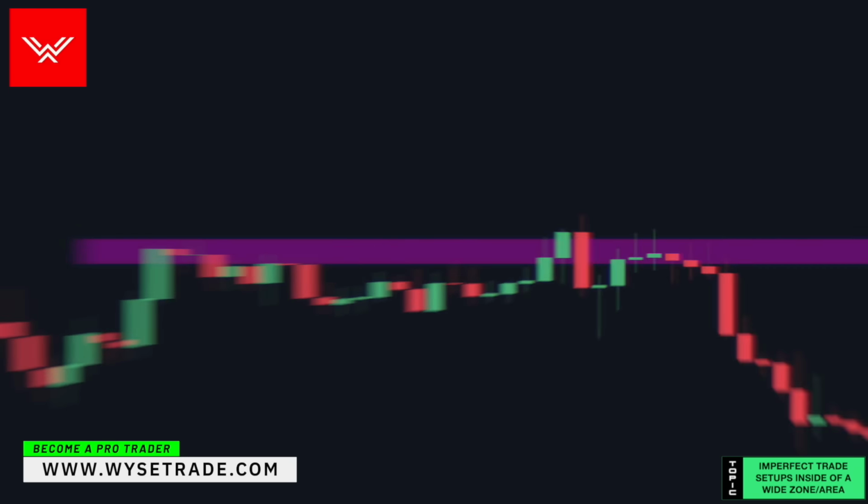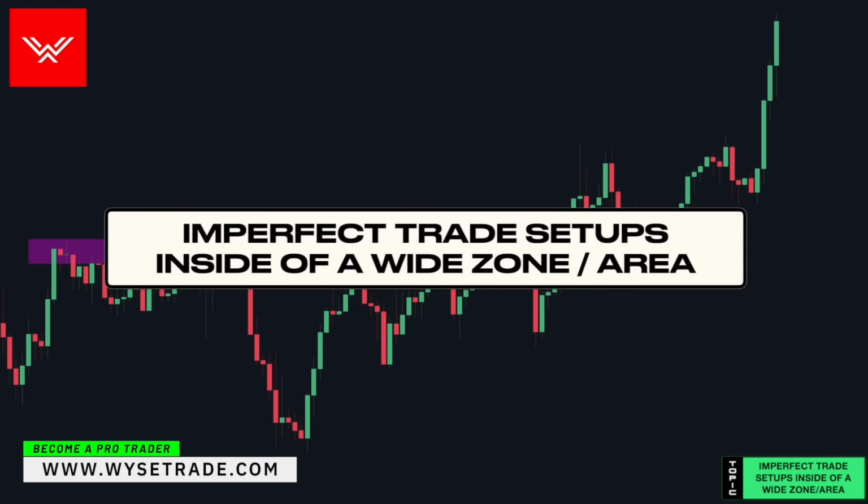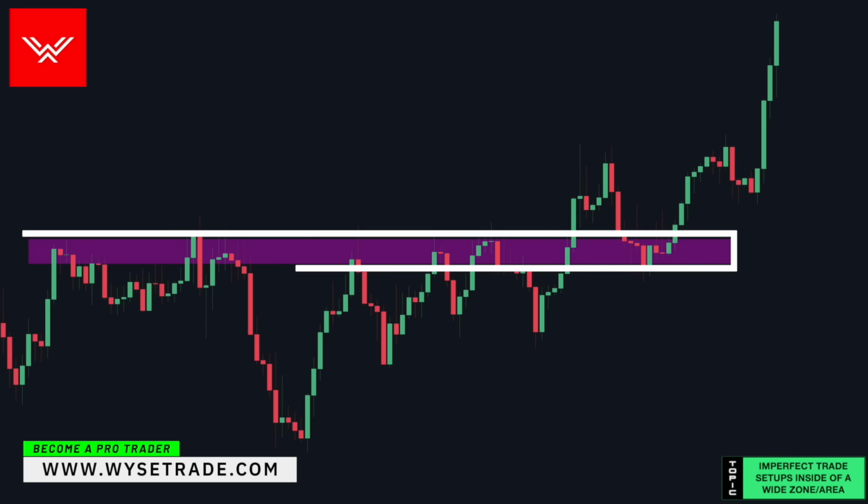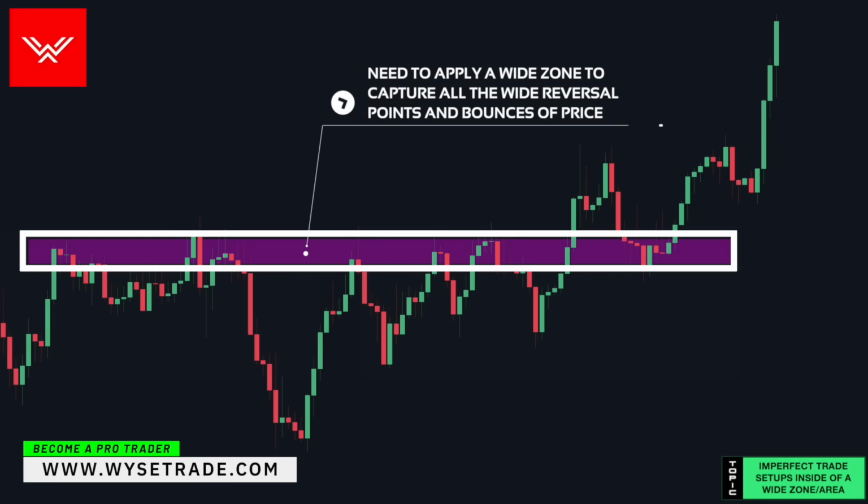This then brings us to the strategy of imperfect trade entries inside of a wide zone. So notice how these reversal points happen in the same general area, but not very close together, which means you cannot place a slim level, but instead need to apply a wide zone like this.